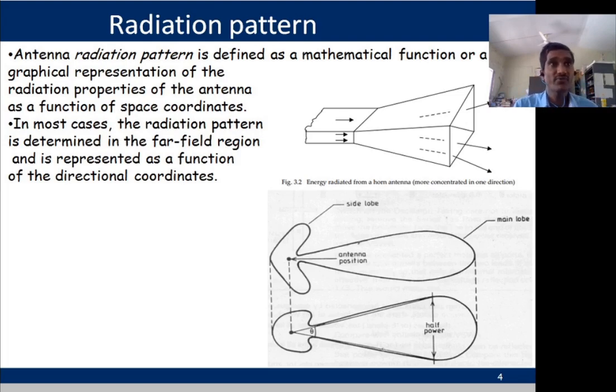The radiation pattern of an antenna is one of its most fundamental properties, and many of its performance parameters are related to the radiation pattern. How can we define the radiation pattern? Radiation pattern is nothing but a mathematical function or a graphical representation of the radiation properties of an antenna.